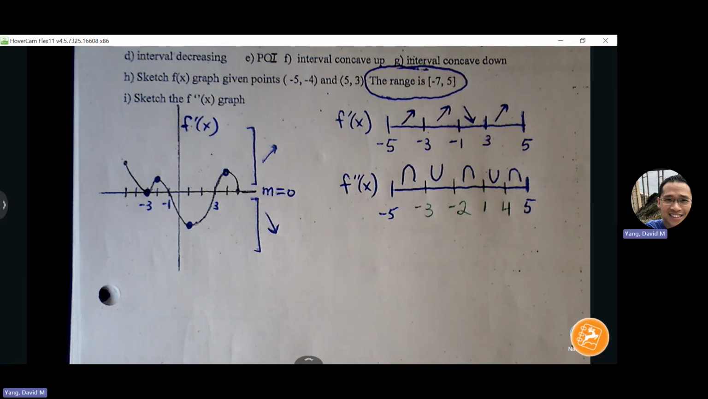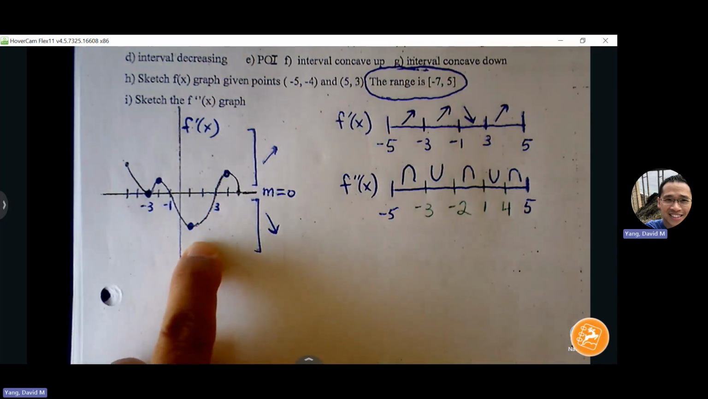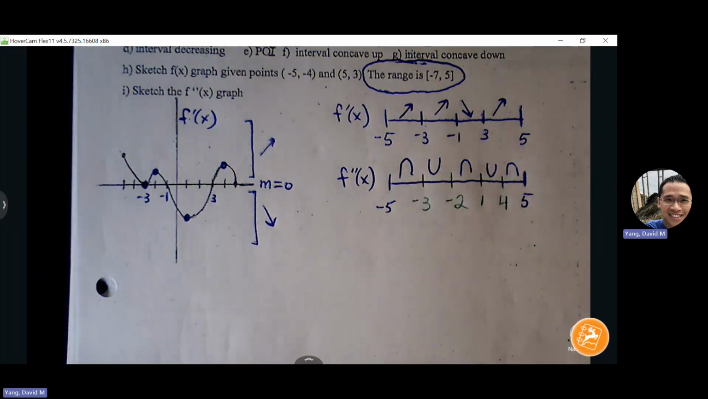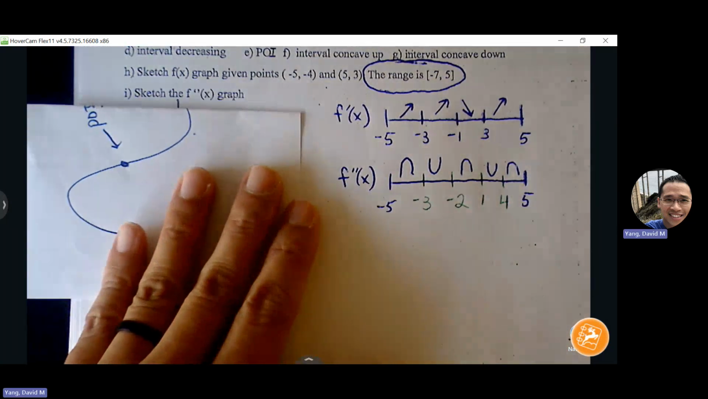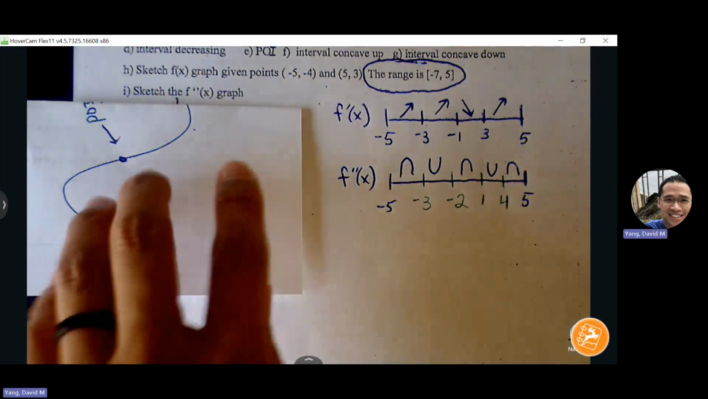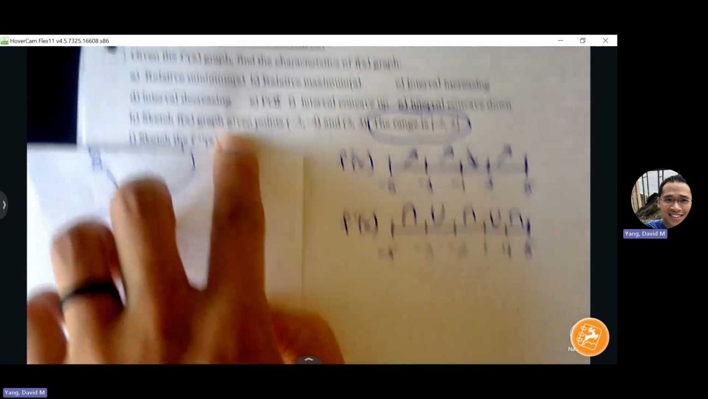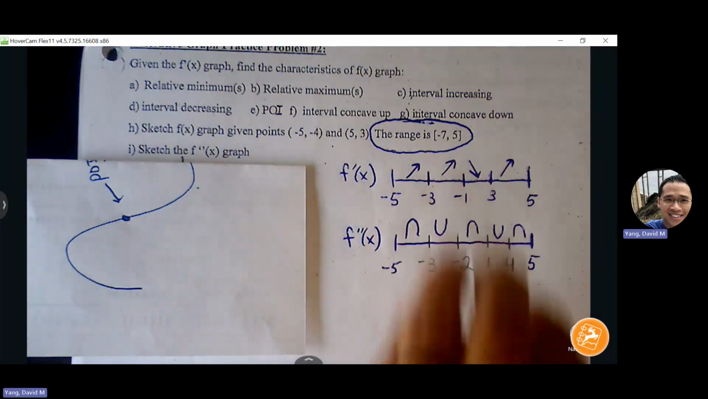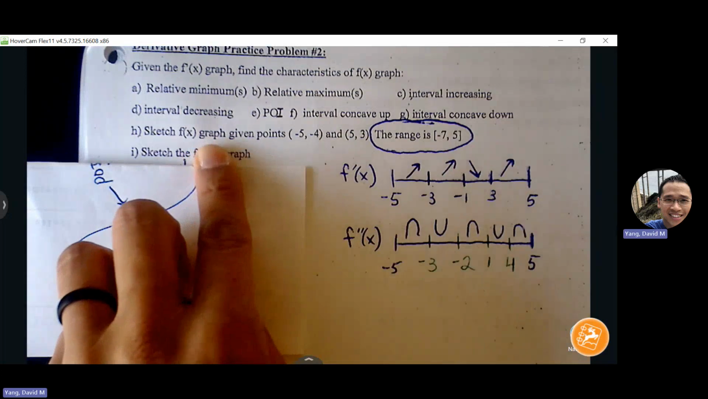Okay, so now what I want us to do is cover up your F prime graph, because if you're looking at this graph trying to graph your f of x, you're going to end up copying that. So let's cover that up if you can. So let's do part H first, right? Because A through G, we're just listing properties that we've already built. Okay, so we're going to sketch the f of x graph.